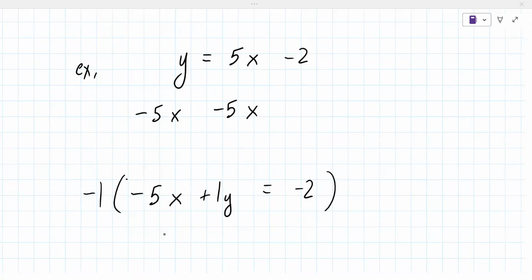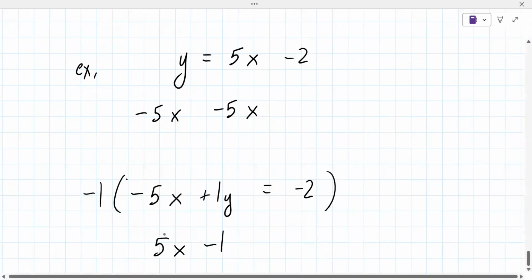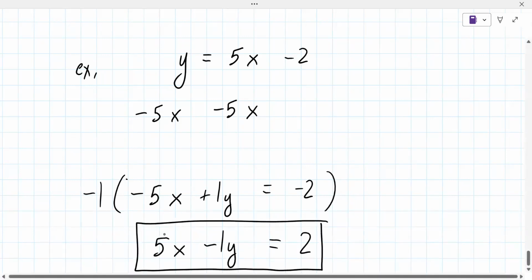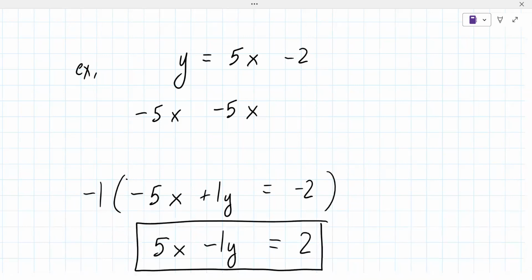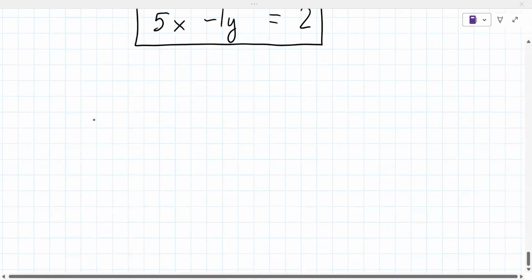So that becomes 5x minus 1y equals 2. And that is your final answer here. Does that make sense? Yes. Okay. Next example we'll look at is, well, what do you do if you've got a fraction?